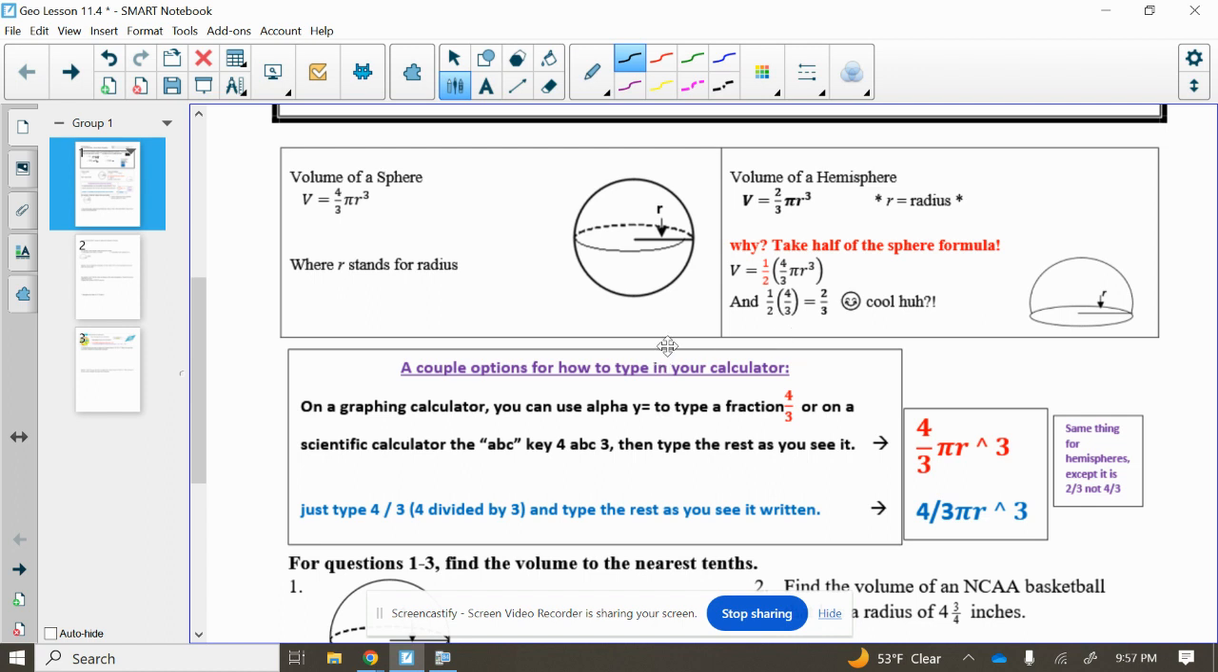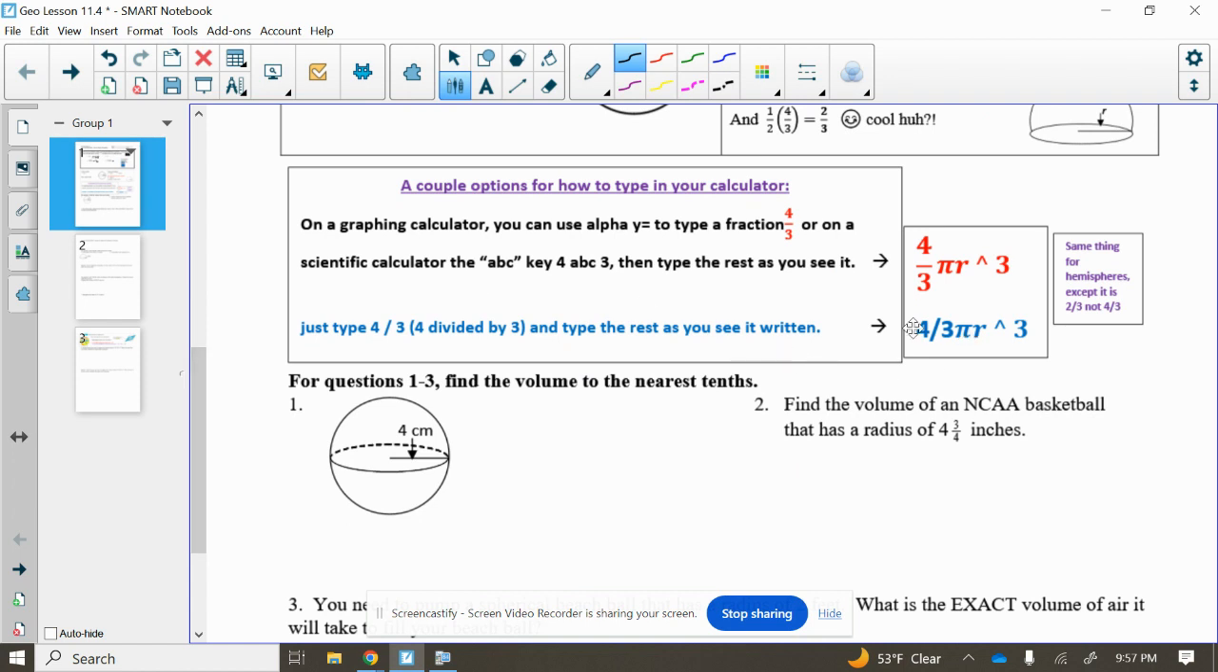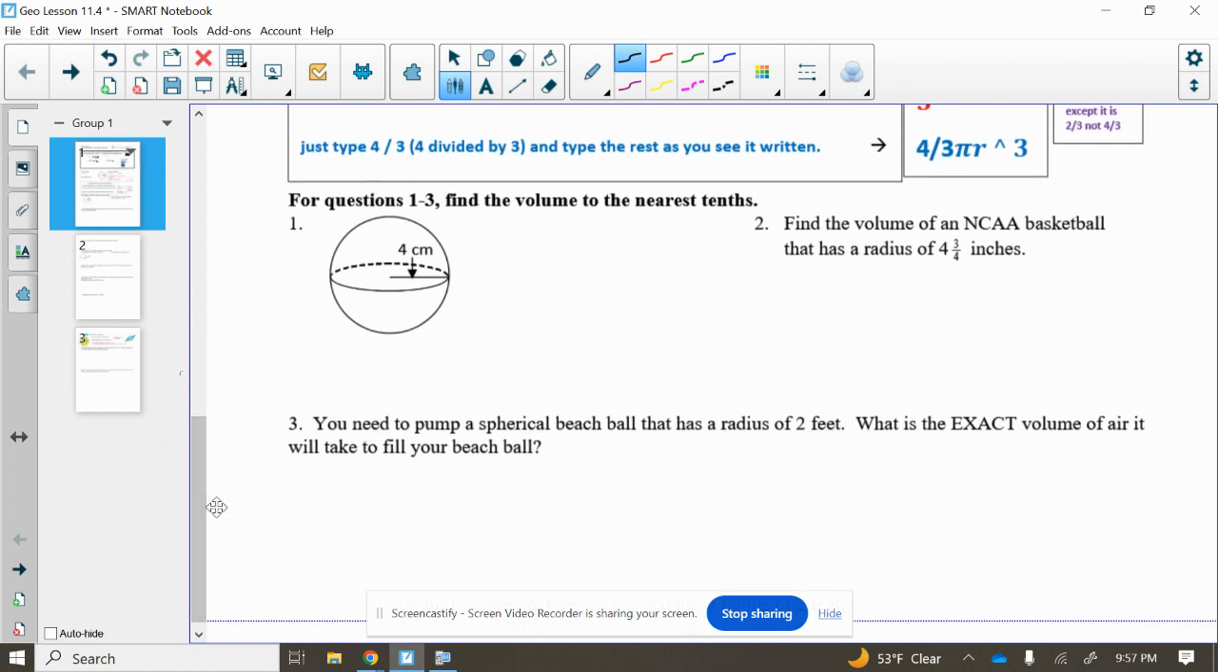So again, on your calculators, we've talked a lot about typing this in. You could just type 4 divided by 3 into your calculator, and then again, r to the third power. So let's look at finding the volume of a couple of these. The first one here is a sphere with a radius value of 4. So we're going to type in 4/3 times pi times our radius value to the third power. And again, we want to round to the nearest tenth on this one.